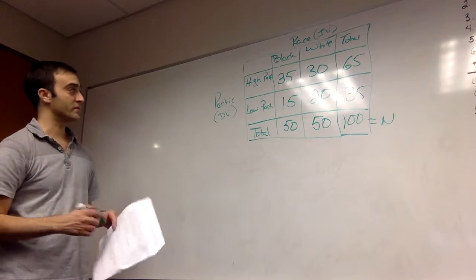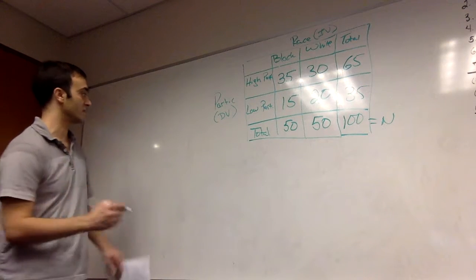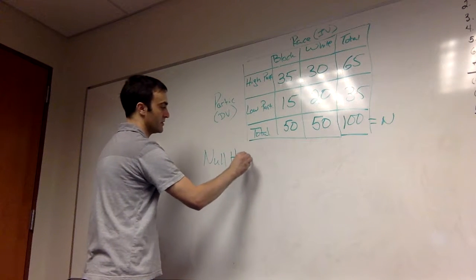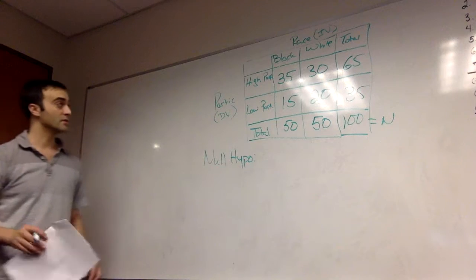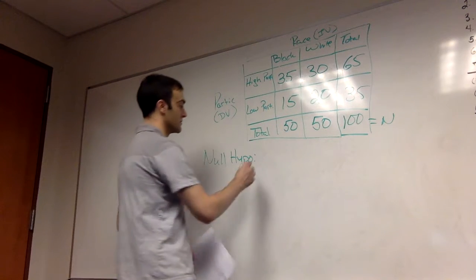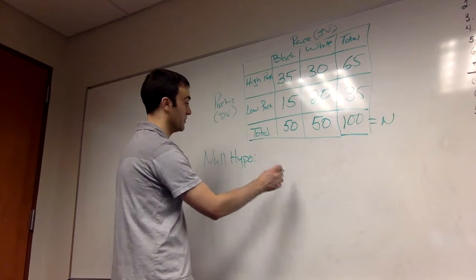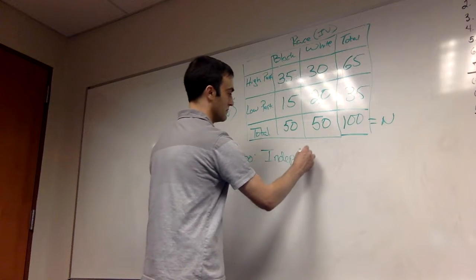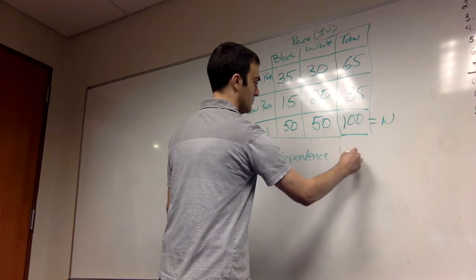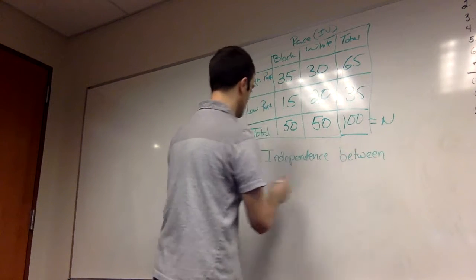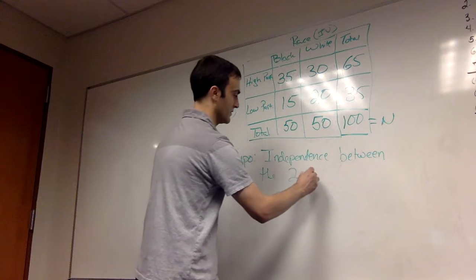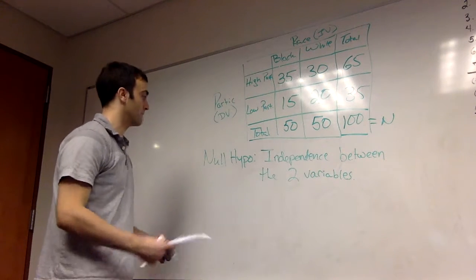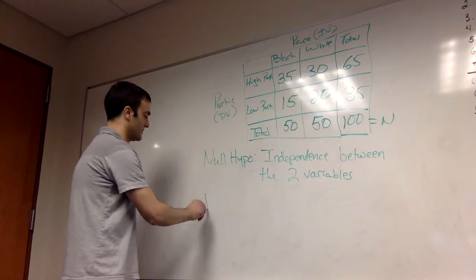The null hypothesis of a chi-square test is that there is no relationship between the two variables, between race and participation, or your independent variable and your dependent variable. So the null hypothesis is that of independence between the two variables. You could formulate a research hypothesis.